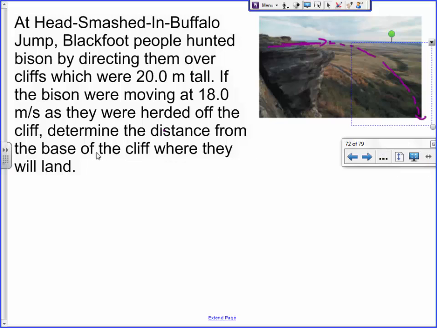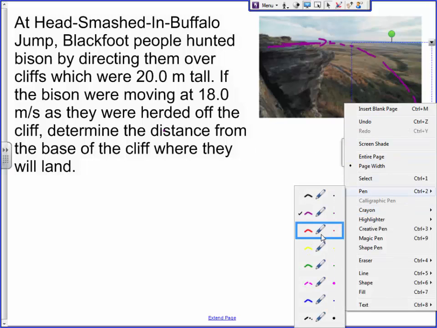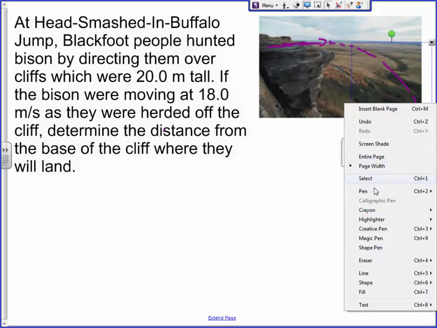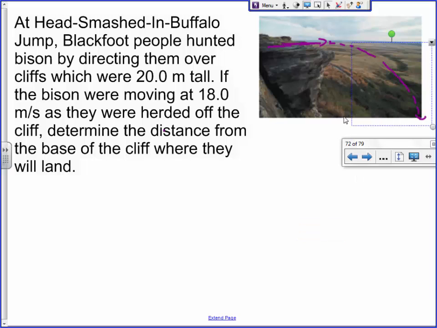We want to find the distance from the base of the cliff where they'll land. So we're looking for how far from here to here the buffalo, as they're herded off the cliff, will eventually fall. Kind of like the shuffleboard picture I had earlier. So let's give it a try.